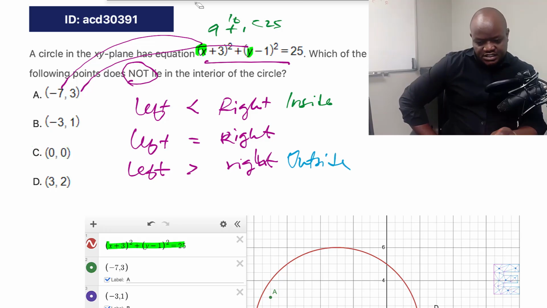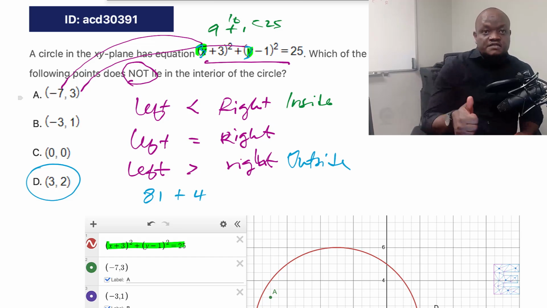If you plugged in D for X and Y, you would have 3 plus 3, which is 6, and 6 squared is 36. Actually, as computed: 9 squared is 81. It's already bigger. And then plus 3 minus 1 is 2, 2 squared is 4. So you would have 85 is bigger than 25. That means D is the answer.